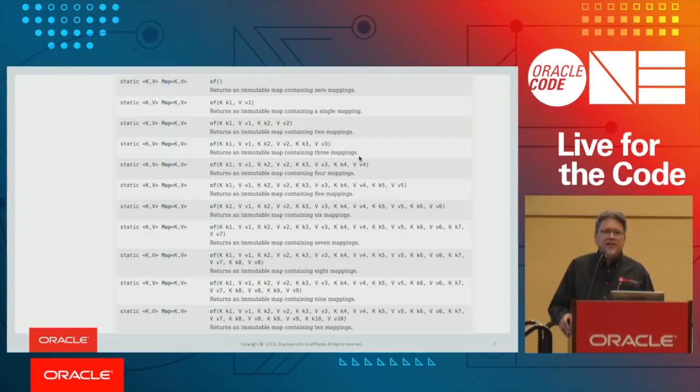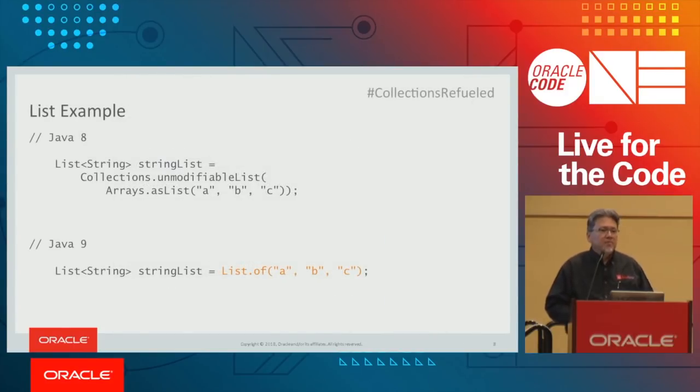And so, in fact, even though this API does have a lot of clutter in it, you don't see this when you program with it. You can just say map.of and then add the right number of keys and values, and you're done. All right, so let me run through some examples here.